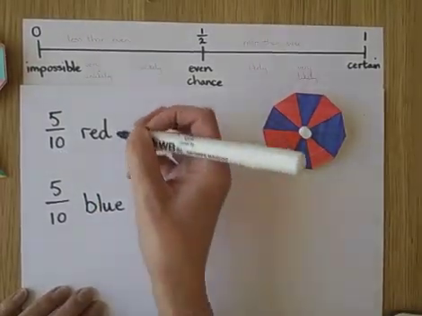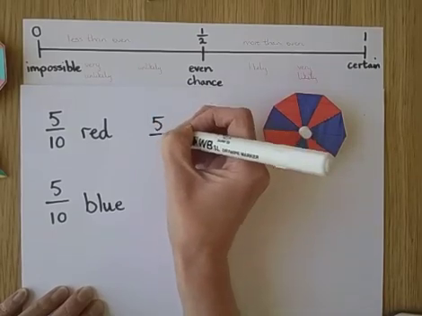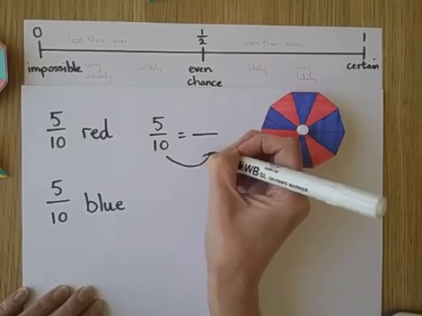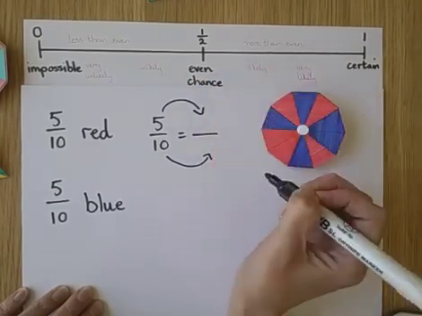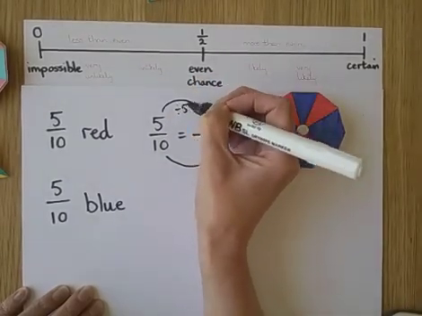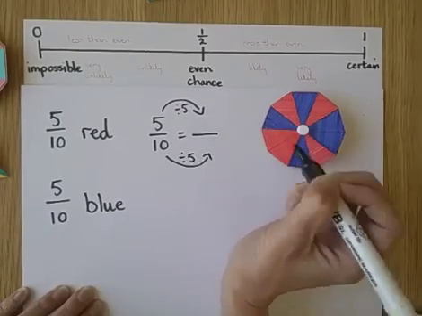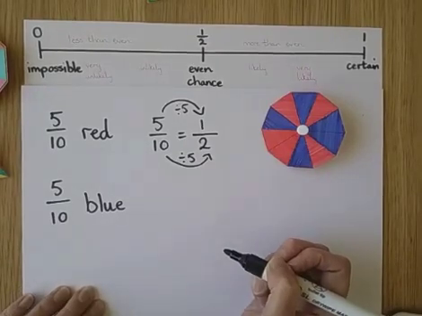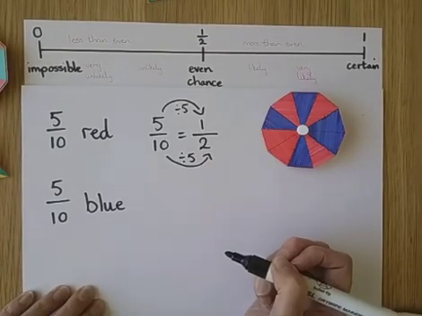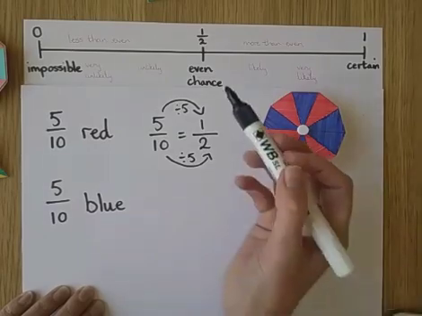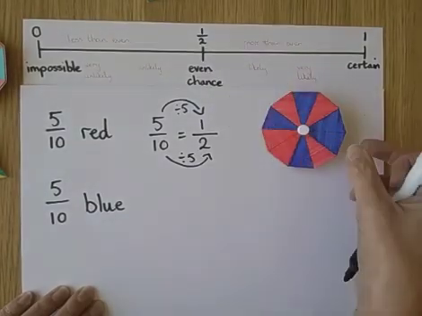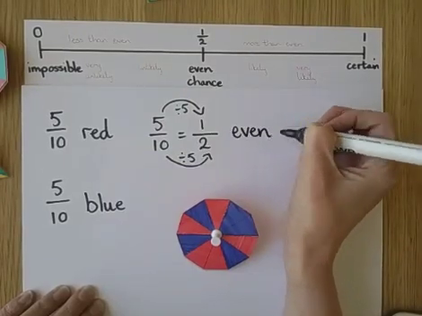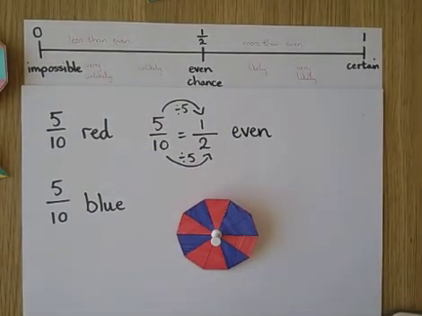And if 5 out of the 10 of them are red, well, what I could do is I could take that 5/10 and I could simplify it. And I could say to myself, well, okay, what can I divide 5 and 10 both by? I can divide both of those by 5. And when I divide them both by 5, I'm going to get the fraction 1/2, because we know that 5/10 is equivalent to 1/2. And we know now in probability that 1/2 is also known as an even chance. So I could say for red that I have an even chance of landing on red.